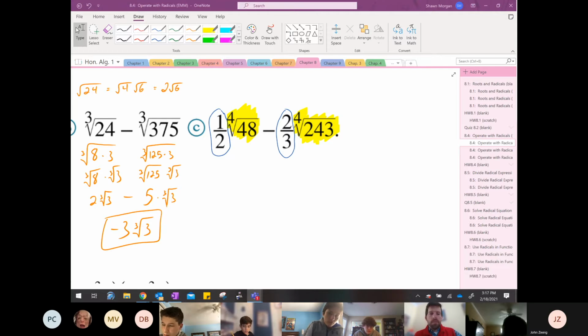What do y'all got? Somebody, first person that puts a hand in the air, virtual hand or real hand, on the fourth root of 48. What do we got? Go ahead, Lewis. 16 and 3, and then 16. The fourth root of 16 is 2.